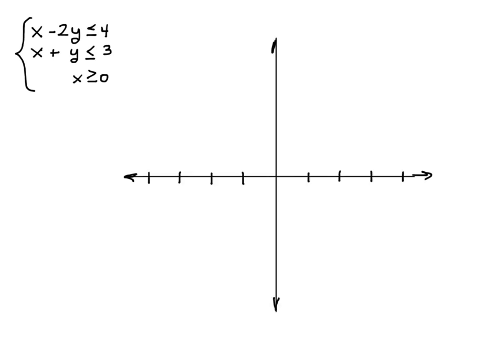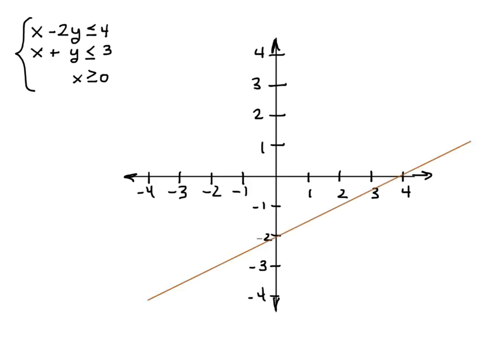Okay, so let me graph this. I'll make my axes, and the first one is going to look like a line. So I have x minus 2y is less than or equal to 4.